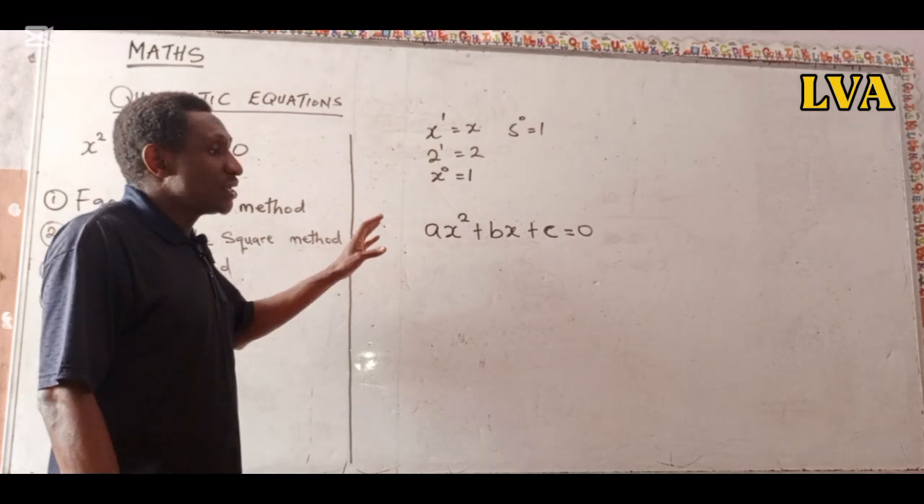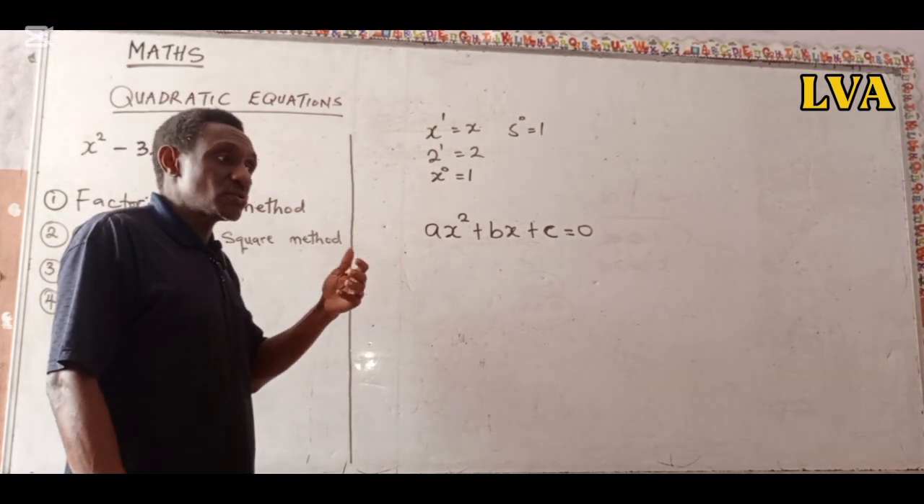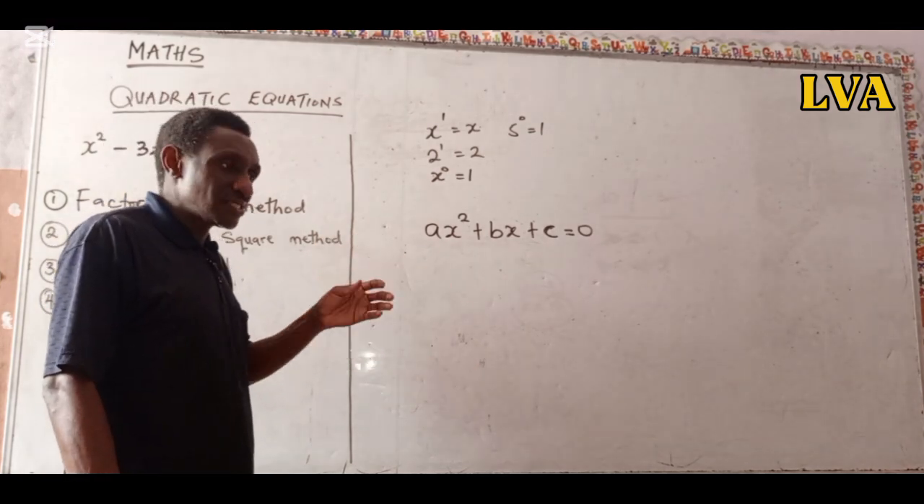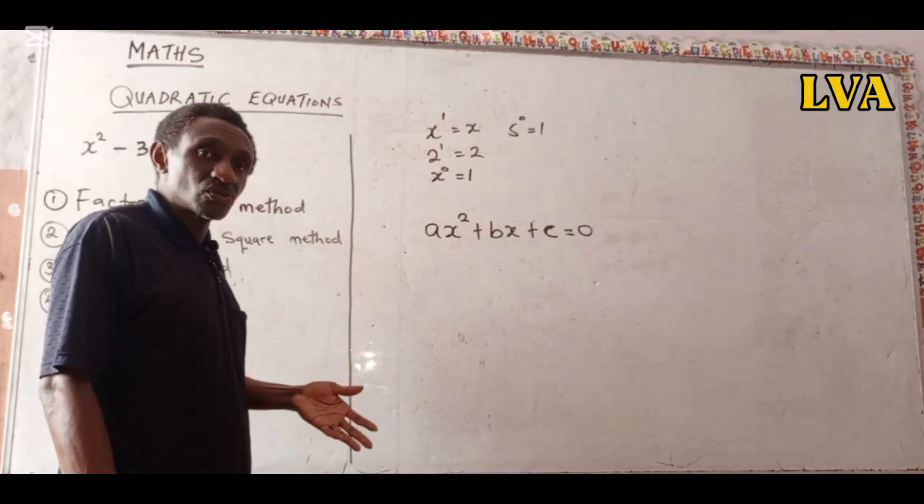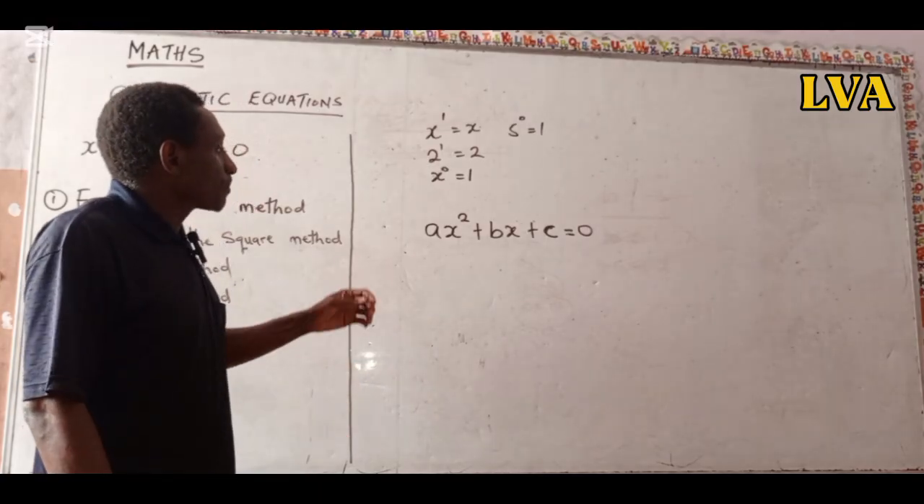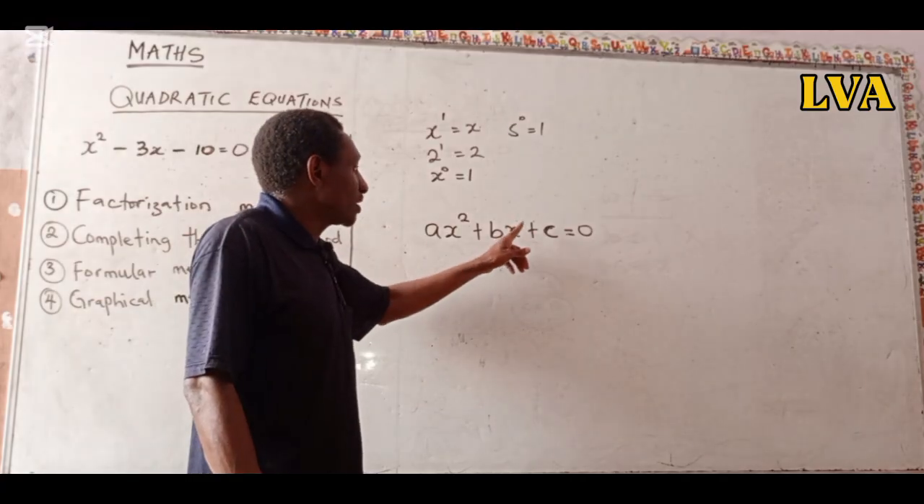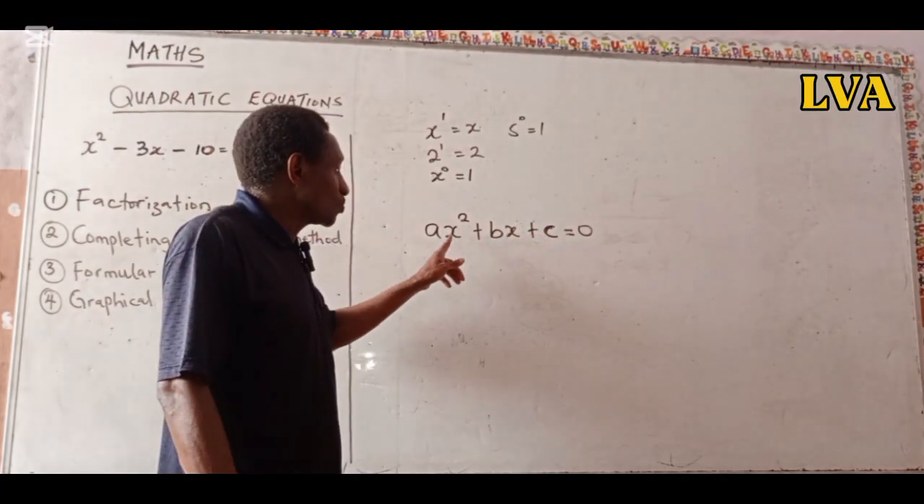So when you are given a question on quadratic equation, nobody will tell you this is a quadratic equation. You need to identify it so you can know how to go about solving it. You can see the highest power here is 2, while this one is x to the power 1 and this one is x to the power 0.